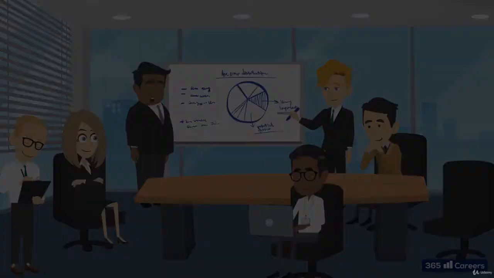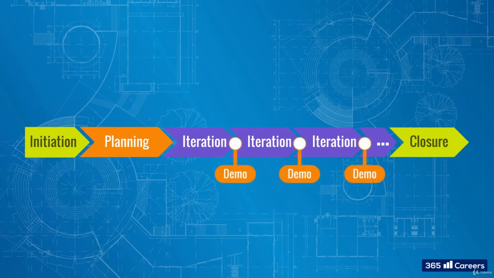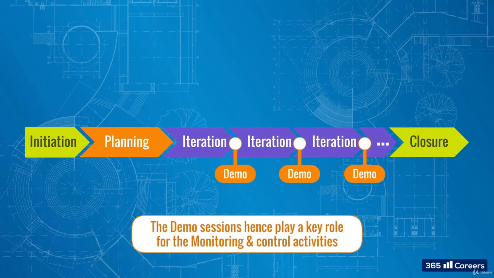So far so good, but how is the project work monitored and controlled? Well, after each iteration, there is a meeting with the project team and the project client, a so-called demo session, where the output or the specific piece created is reviewed. Here, we also have the critical control point to assess how the project is progressing. The demo sessions play a key role for the monitoring and control activities, which we have analyzed as a separate phase in Waterfall.